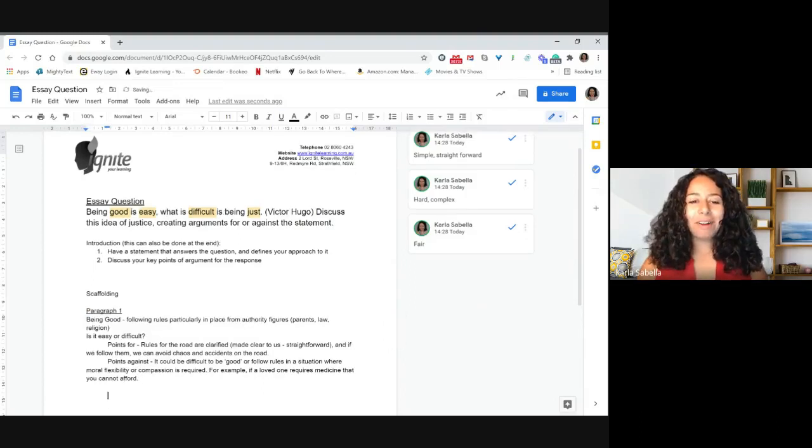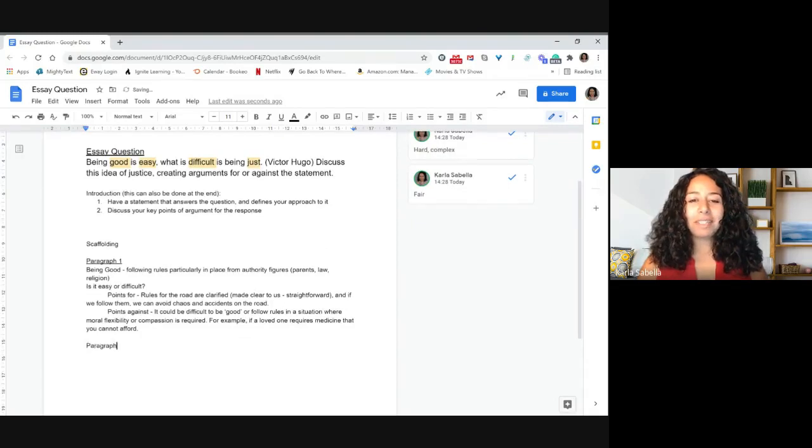And then obviously, as it follows, paragraph 2 would be about the second part, being just is difficult, which, as we continue with this particular question, does link into the previous conversation that we just had. So now, is it just to have to follow a rule or to let a loved one die if you're not able to afford the medication that they require? That's where we start getting that complexity coming into the argument.